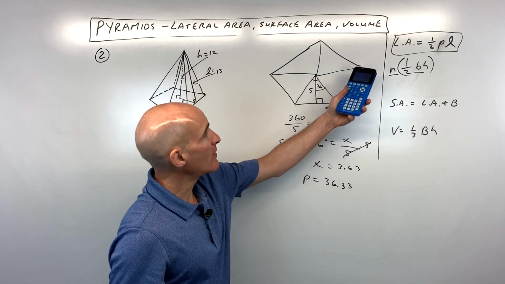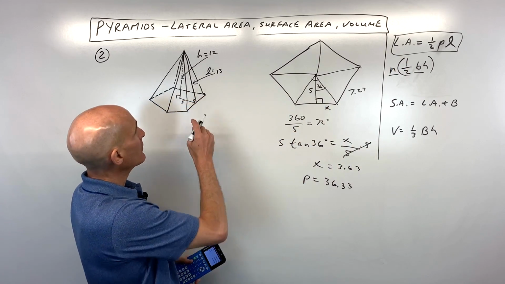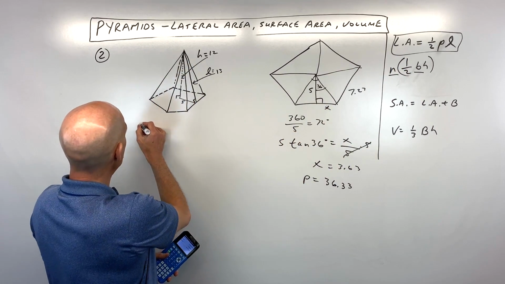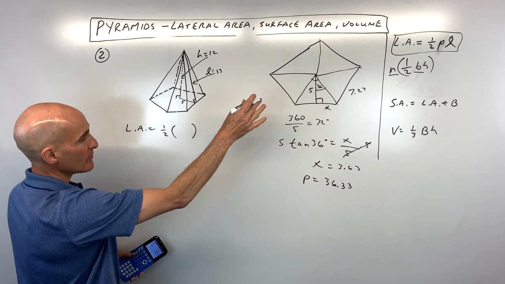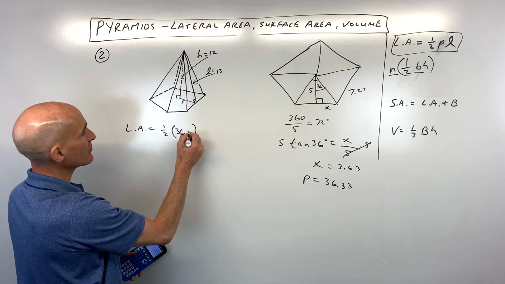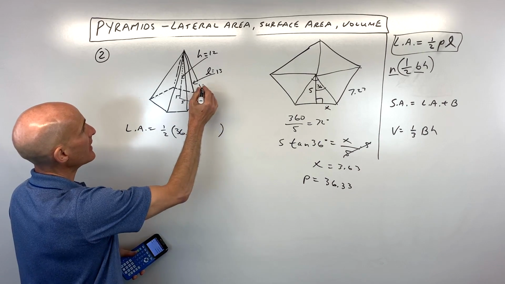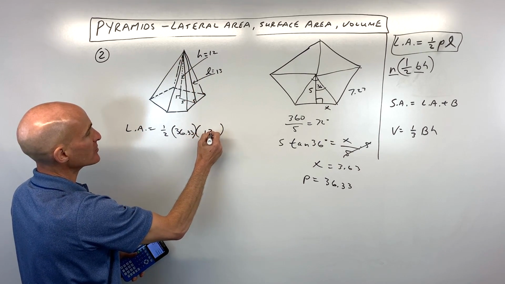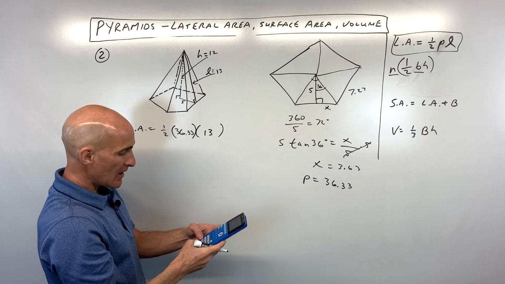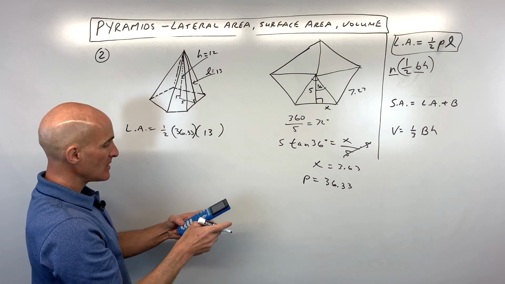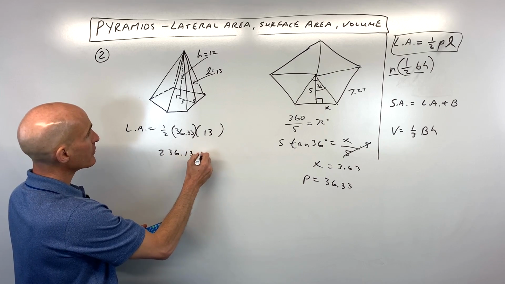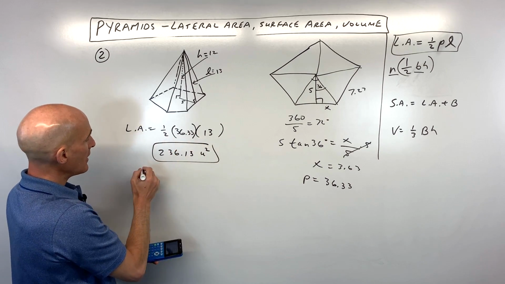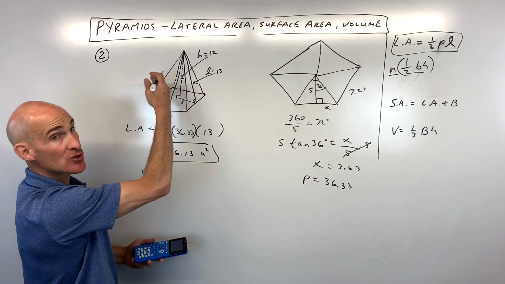But now what we want to do is find the lateral area of this pyramid. So lateral area is equal to 1/2 the perimeter, which is 36.33, times the slant height, which is the L, the leaning height here, which is 13. So let's multiply that out, times 13 times 1/2. So we're looking at a lateral area of 236.13 units squared.